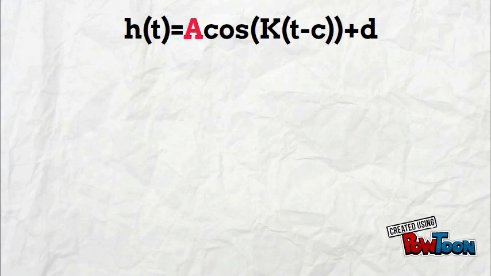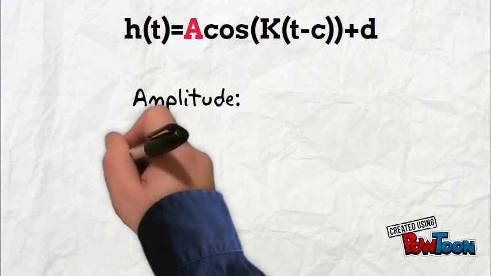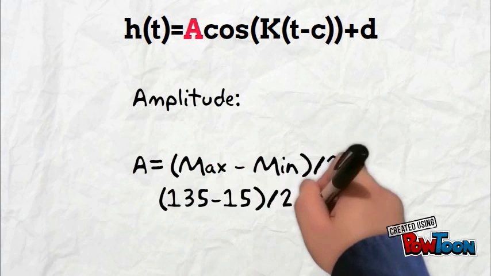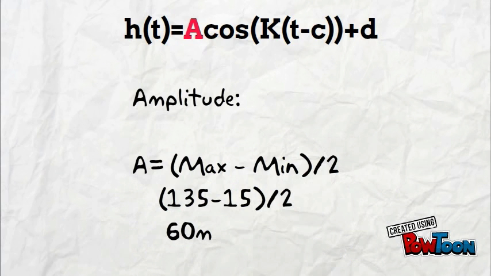The amplitude or vertical compression can be determined by taking the difference between the maximum and the minimum value of the Ferris wheel. So we take 135 minus 15, which gives us 120. Then we divide by 2, which is 60 meters.